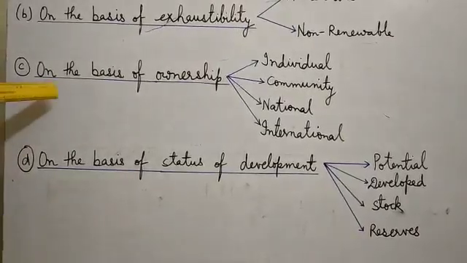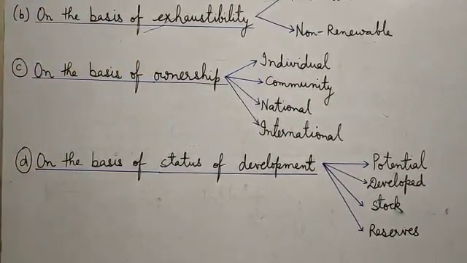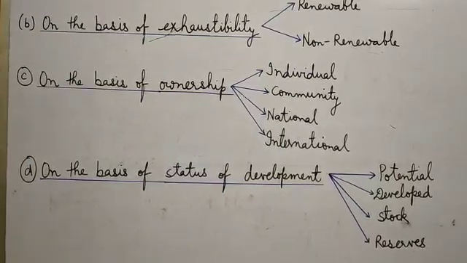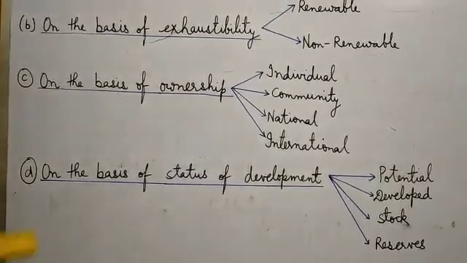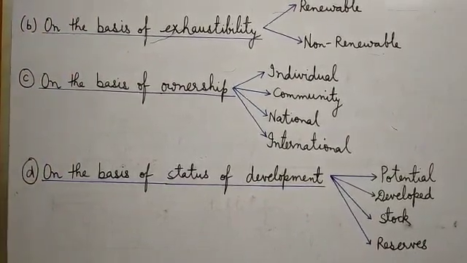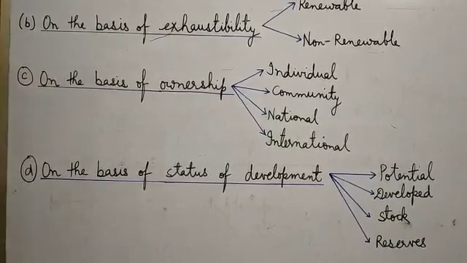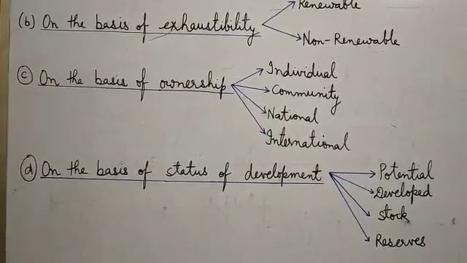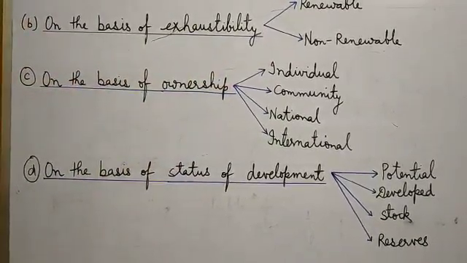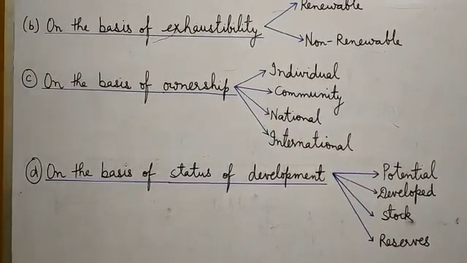Next is on the basis of ownership: individual, community-based resources, national resources and international resources. Individual resources are owned privately by individuals, like plantations, pasture land, farmland, water in a well or pond.